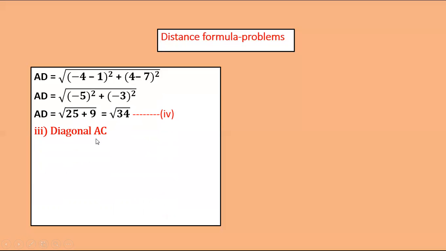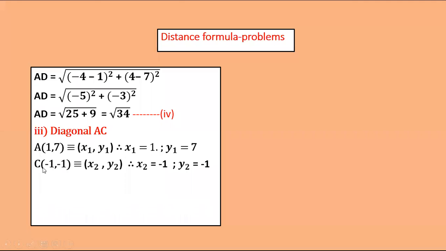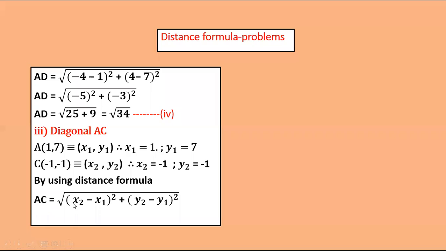The first diagonal of the square is AC. First to find distance AC, that is the length of diagonal AC. Coordinate of point A (1, 7) consider as x1, y1: x1 is equal to 1, y1 is equal to 7. C consider as x2, y2, coordinate is (-1, -1): x2 is equal to minus 1, y2 is equal to minus 1. By using the distance formula, AC is equal to square root of (x2 minus x1) square plus (y2 minus y1) square. Substitute the values.